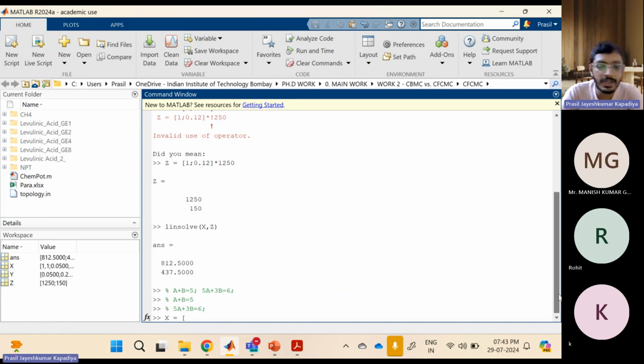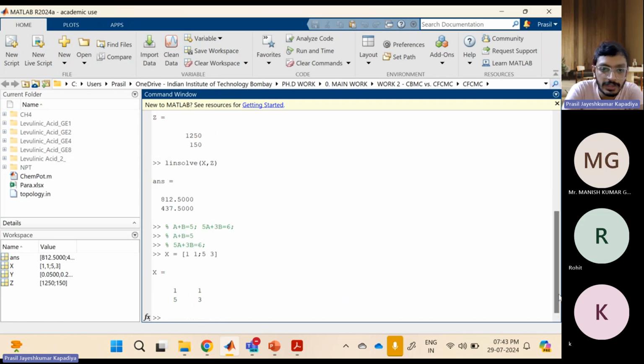First, I will write the coefficients of A, comma B in the first equation, then a colon. Then we go into the next row: pi, comma 3. So this is my X matrix, and it looks like 1, 1, 5, 3. My right hand side matrix Y is 5 and 6, so I will write 5, colon 6.